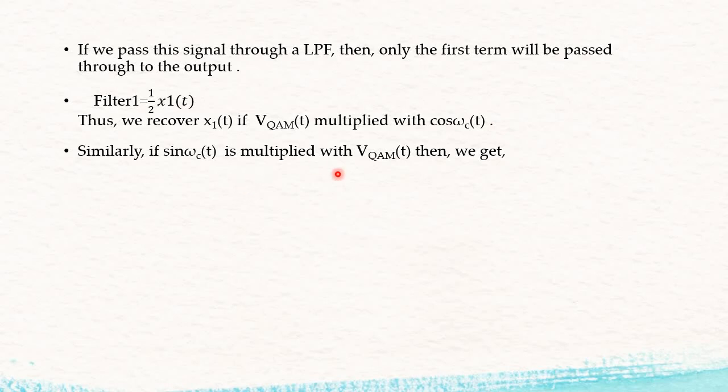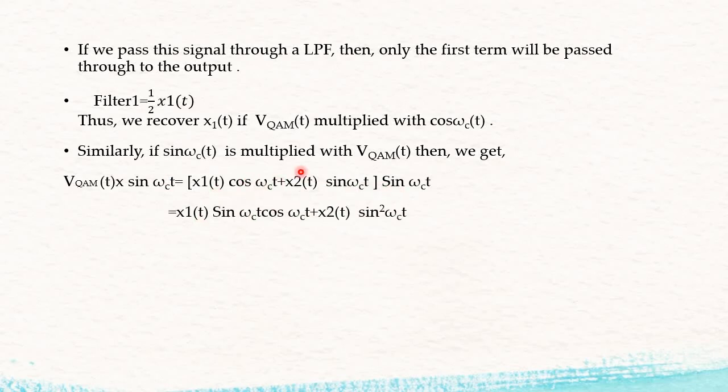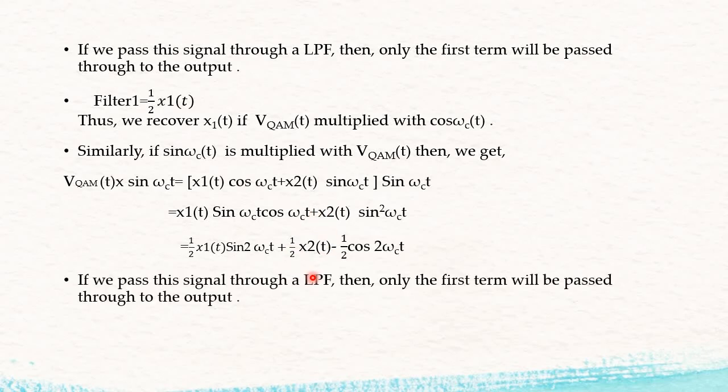Similarly, if sin omega_c t is multiplied with the quadrature amplitude modulated signal, then we get the output as half sin omega_c t cos omega_c t plus x2 sin square omega_c t. By simplifying this and passing it through a low pass filter, only the term which consists of x2 passes through and the rest of the portions get blocked. We get the output as x2(t). In this way we separate out the values of x1 and x2.